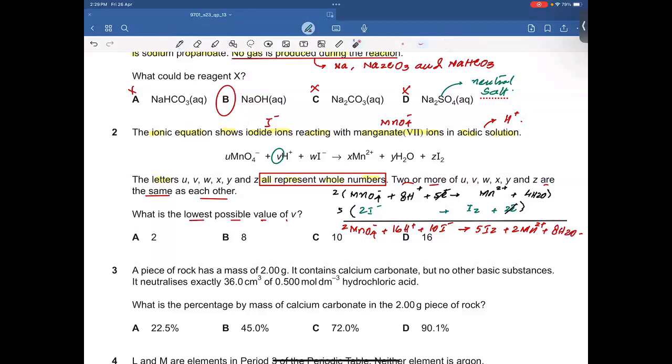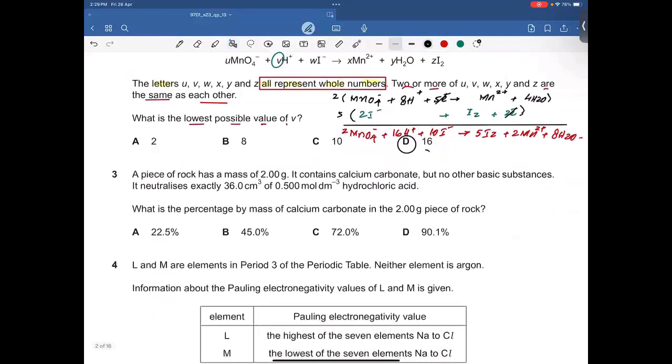Look, all of U, V, W, X, Y, Z exist as whole numbers, right? So the examiner is talking about V. So V is going to be 16. So I believe 16 is going to be the right answer. Okay. I hope it makes sense to you.